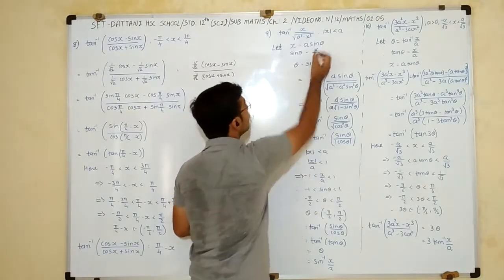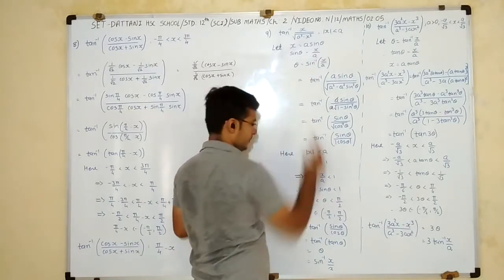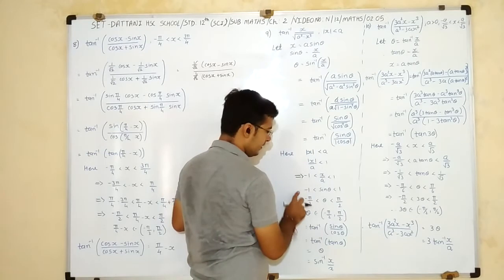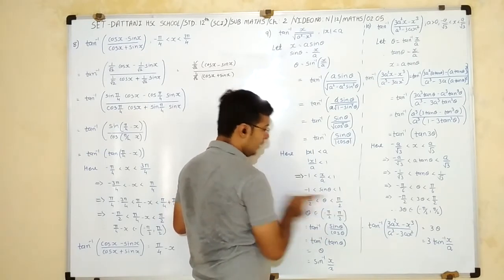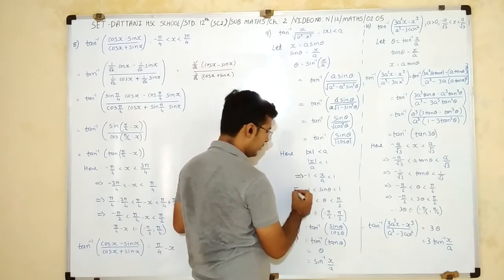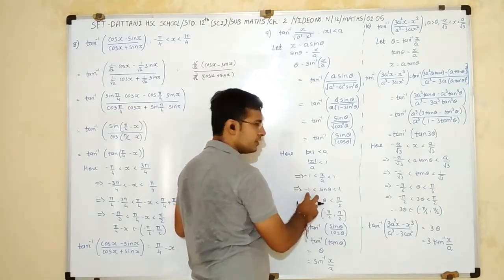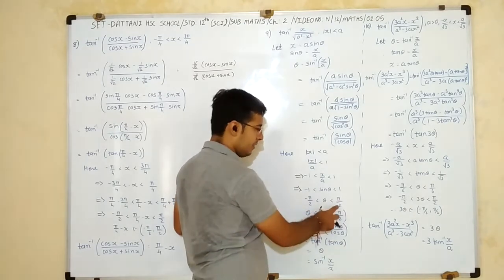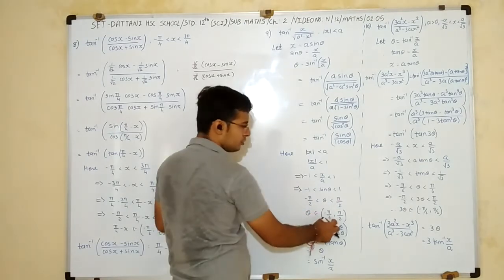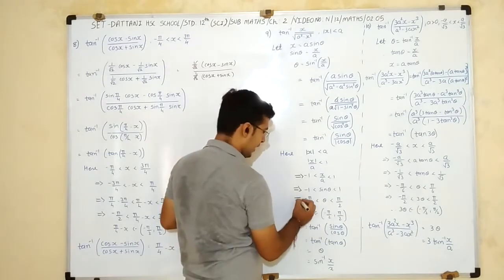So we know that x by a is equal to what? Sin theta. So I get sin theta here: minus 1 less than sin theta less than 1. So I apply the inverse function to all three, sin inverse of minus 1, so I get minus pi by 2, and theta less than pi by 2. So it means theta belongs to minus pi by 2 to pi by 2.